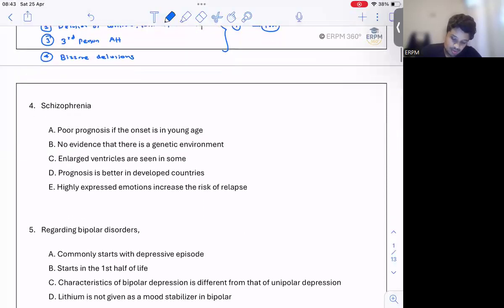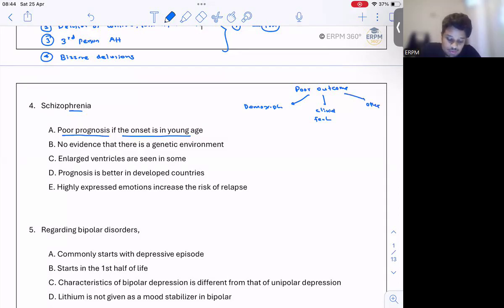Next question. Schizophrenia, poor prognosis if the onset is in young age. Now you need to know that there are certain factors which predict poor outcome in schizophrenia. There are some demographic factors, some clinical features of schizophrenia which predict poor outcome, and then some other factors.